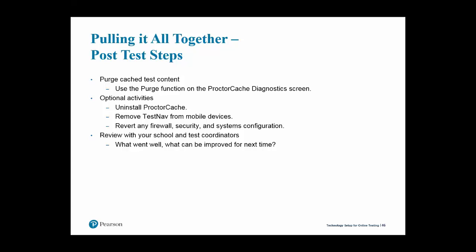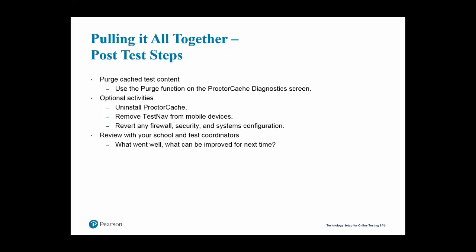After testing occurs, we recommend that you purge the test content from the Proctor caching computer. That means deleting the encrypted test content that is just taking up space. Then we have some optional activities: you can uninstall the Proctor caching software from the Proctor caching computer, remove TestNav from your testing devices, and revert any firewall security or system configurations. After testing, communicate with your school and test coordinators to find out what went well and what areas can be improved for next year.